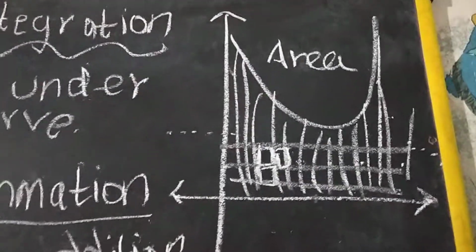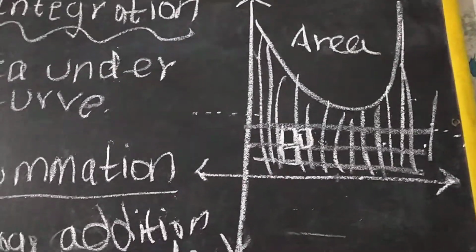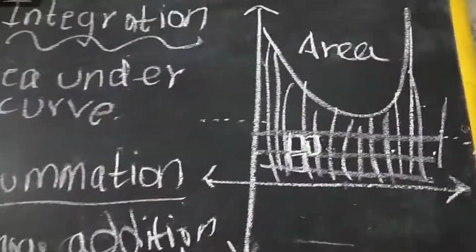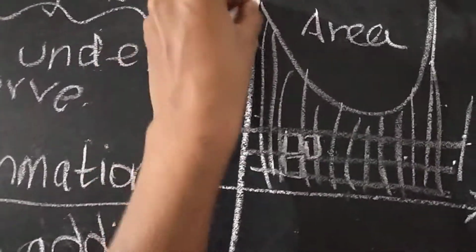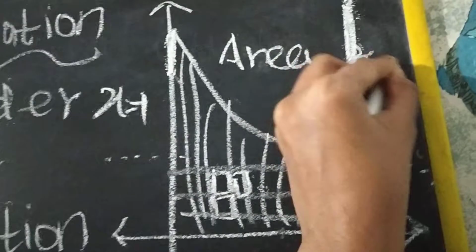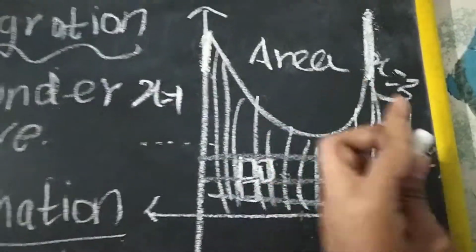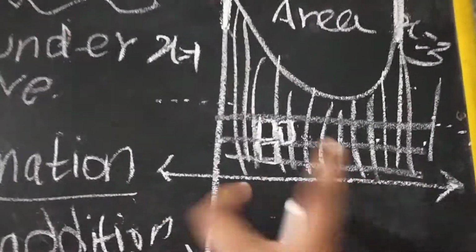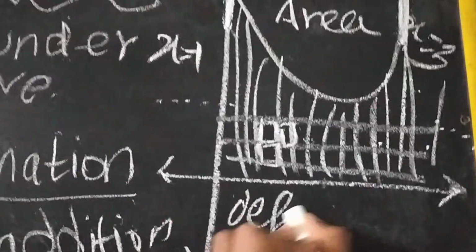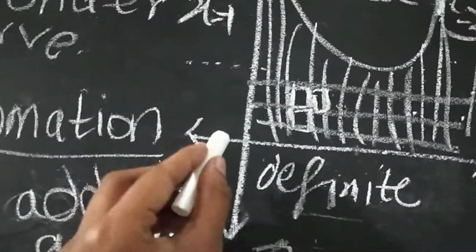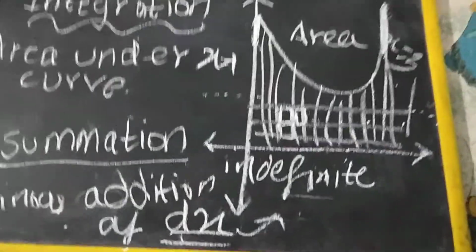So this type of integration is called indefinite integration, which we'll study in this particular chapter. Now if we range it from something, let's say x is equal to 1 to x is equal to 3, now we have determined its value. So now it is definite integration. But when it is not defined, then it is indefinite integration.